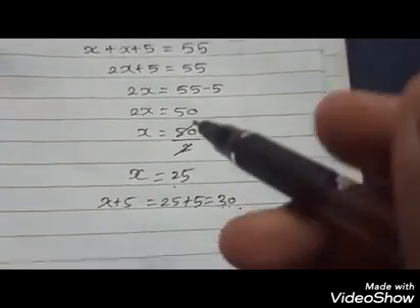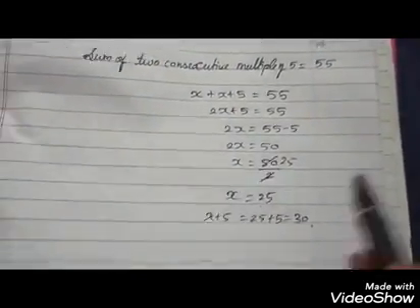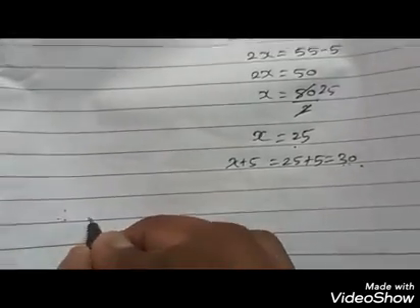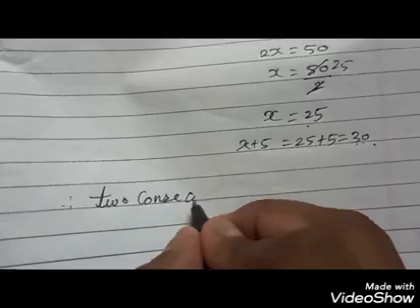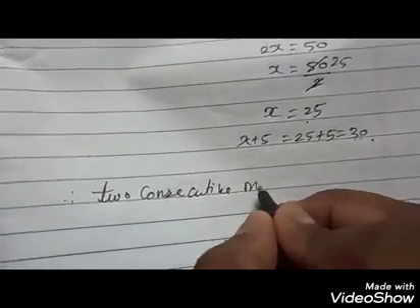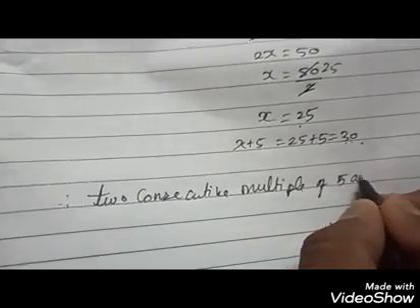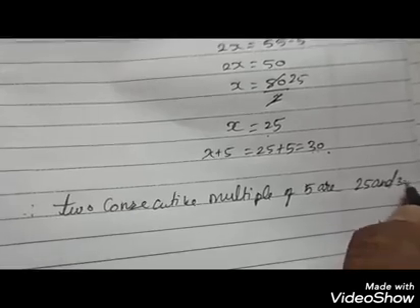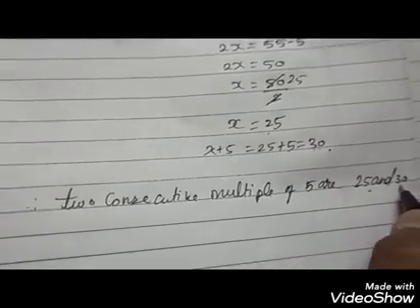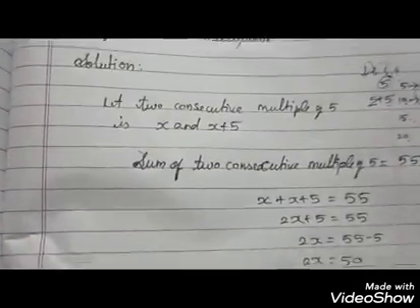So what is the conclusion? The sum of 2 consecutive multiples of 5: the 2 consecutive multiples of 5 are 25 and 30. 5 5s are 25, 6 5s are 30. So these are the 2 consecutive multiples, and we get the sum as 55.